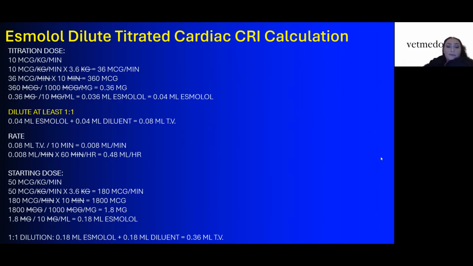So 50 mics per kg per minute times 3.6 kilograms equals 180 mics per minute. 180 mics per minute times 10 minutes equals 1,800 mics. 1,800 mics divided by 1,000 mics per mg equals 1.8 milligrams. 1.8 milligrams divided by 10 mgs per mil gives you 0.18 mils esmolol. 1-to-1 dilution, 0.18 mils esmolol plus 0.18 mils diluent gives you 0.36 mils total volume.